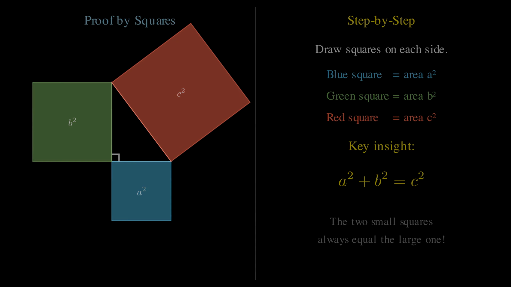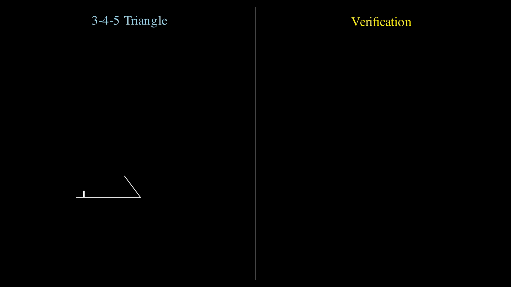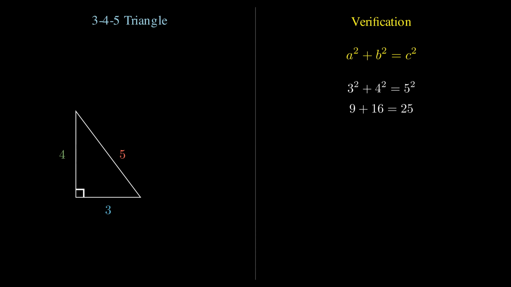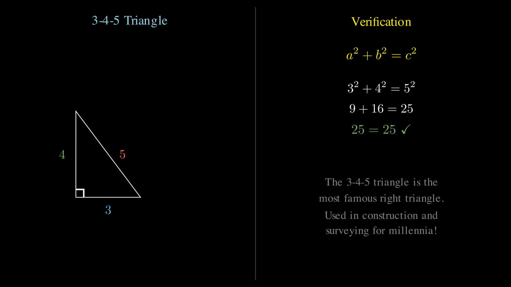Now let's look at a numerical example. A well-known right triangle is the 3-4-5 triangle. In this triangle, one leg has length 3, the other leg has length 4, and the hypotenuse has length 5. First, square the two legs. 3 squared equals 9. 4 squared equals 16. Now add those together. 9 plus 16 equals 25. Next, square the hypotenuse.